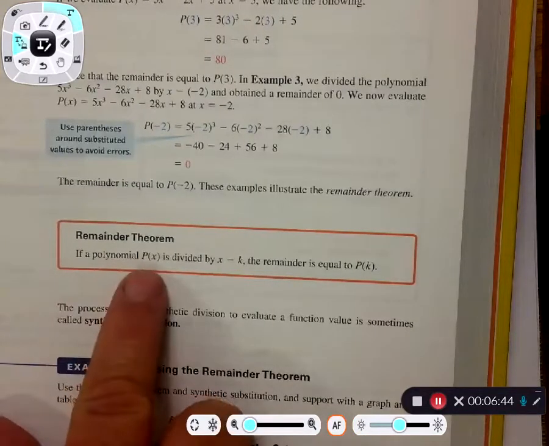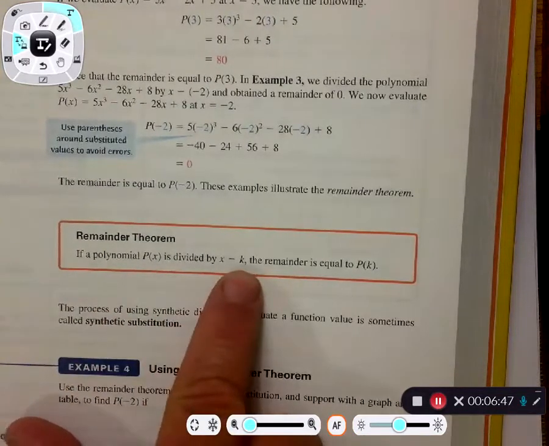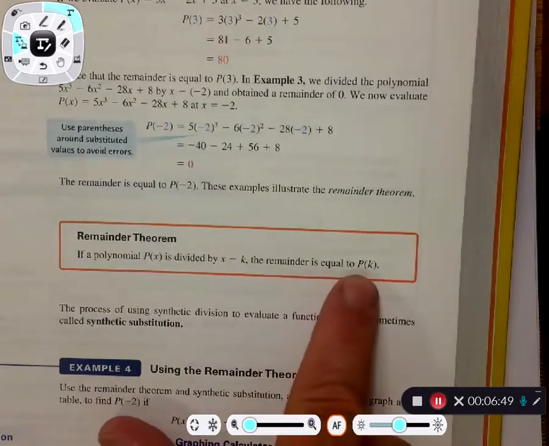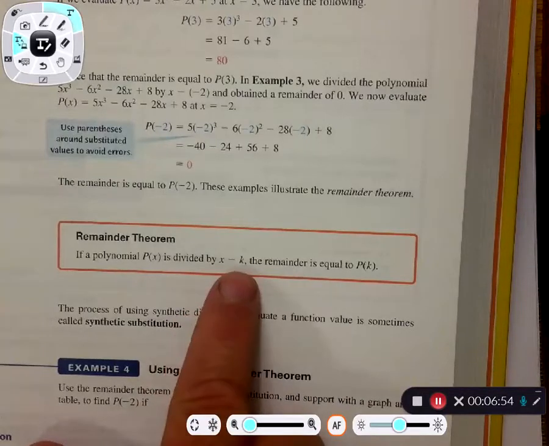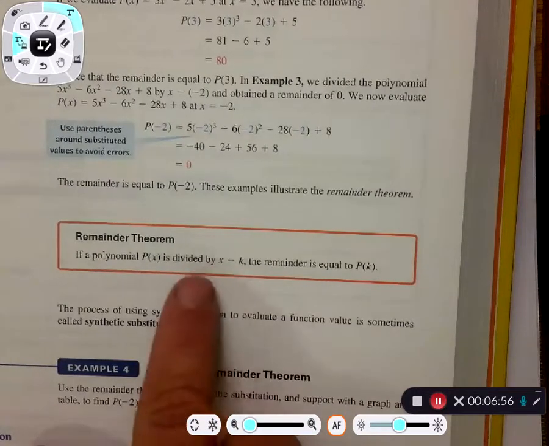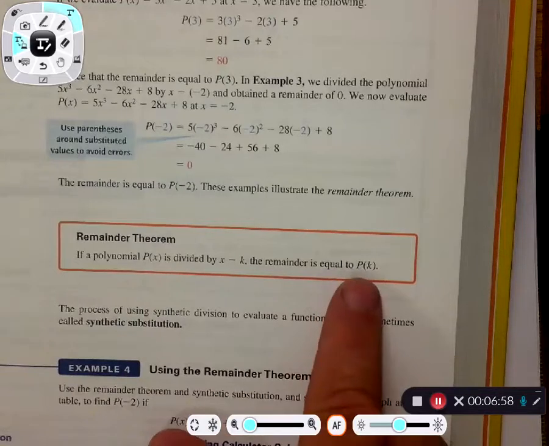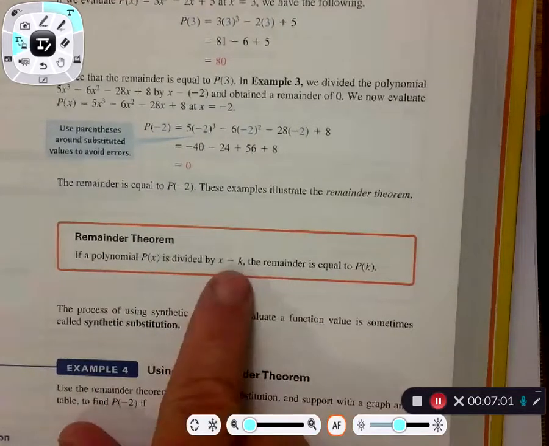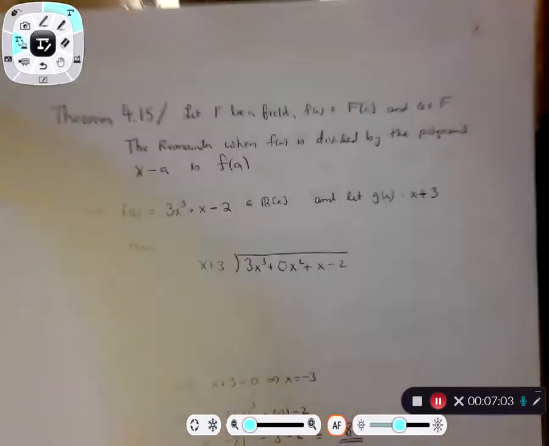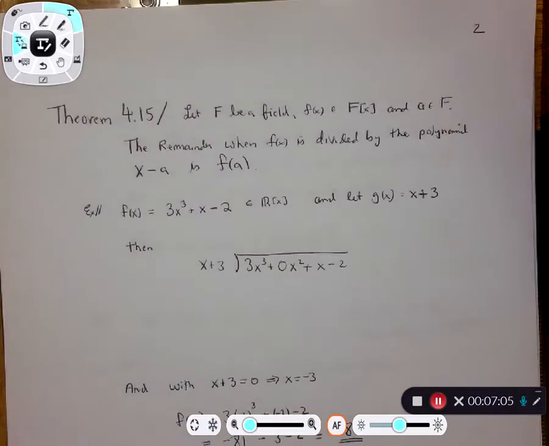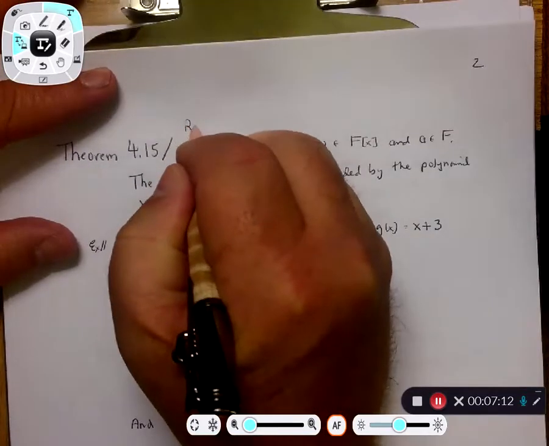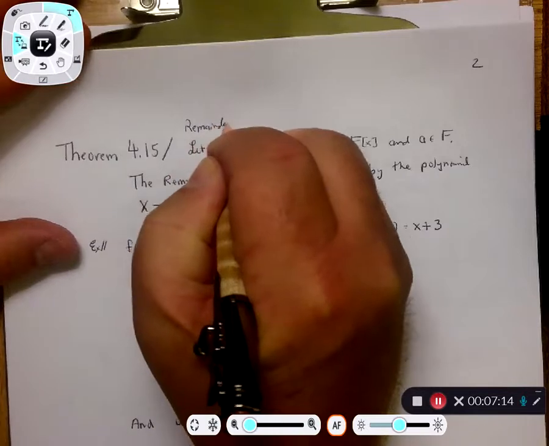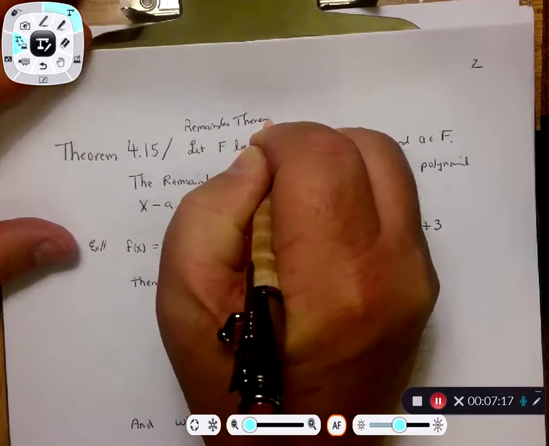If a polynomial p(x) is divided by x minus k, the remainder is equal to p(k). So when you divide by the linear factor x minus k, the remainder you get will be equal to p evaluated at that k value. That is called the Remainder Theorem. And Theorem 4.15 in our modern algebra book is called the Remainder Theorem. It's the same theorem.